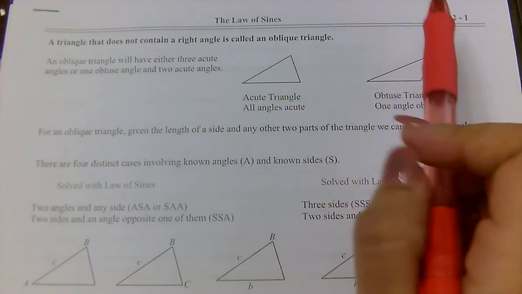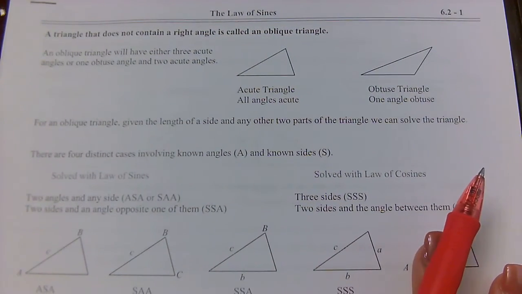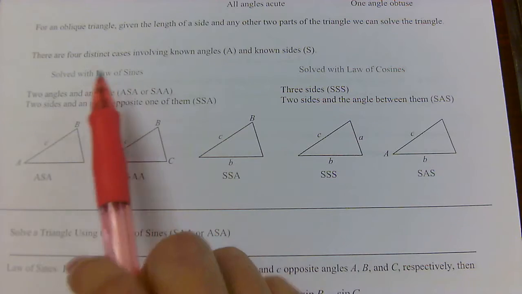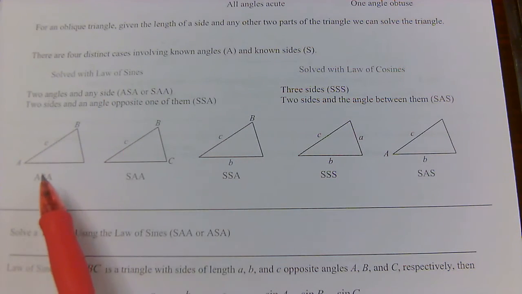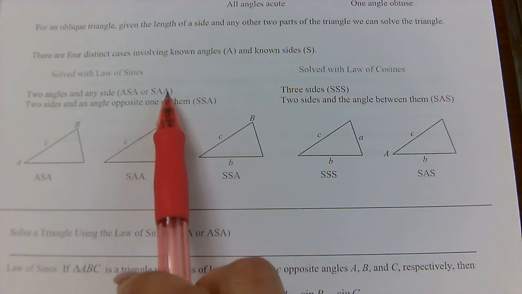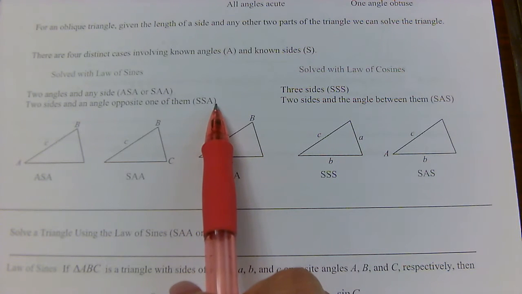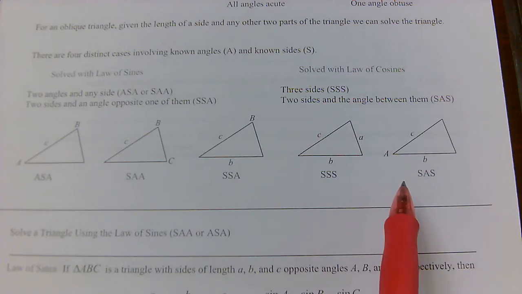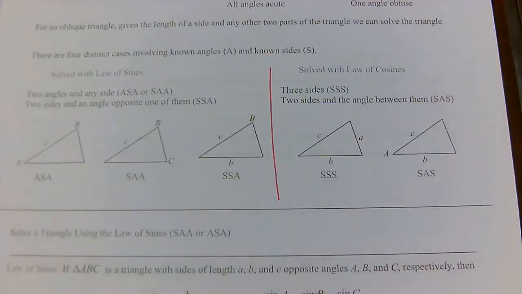Okay, in this video we're going to cover 6.2, the law of sines. There are three cases in which we're going to use it: when we have an angle-side-angle or a side-angle-angle, and we can also use it for a side-side-angle. The law of cosines will be for side-side-side or side-angle-side. So I'm going to just divide it right here.